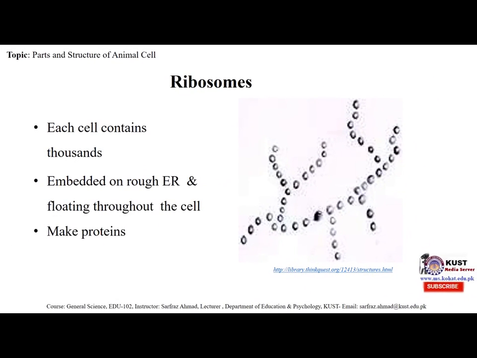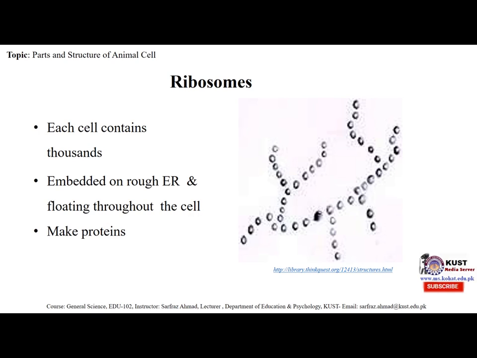Then ribosomes are there. Each cell contains thousands, embedded on the rough ER and floating throughout the cell, making proteins. Ribosomes are minute particles consisting of RNA and associated proteins that function to synthesize proteins, and proteins are needed for many cellular functions such as repairing damage or directing chemical processes. Ribosomes can be found floating within the cytoplasm and attached to the endoplasmic reticulum.